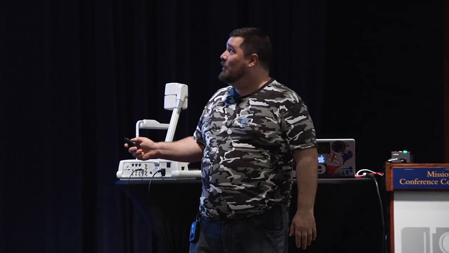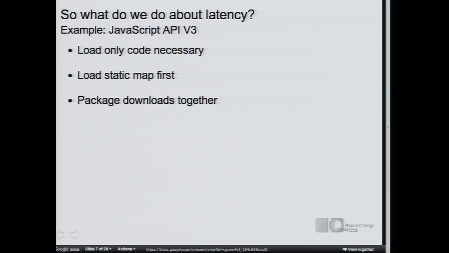But here's what we did when we switched from version 2 to version 3 of the Google Maps API. We totally rewrote it. And we did it in such a way that it would be optimized for mobile devices, because we knew that that was the main way in which people were going to start interacting with our maps.